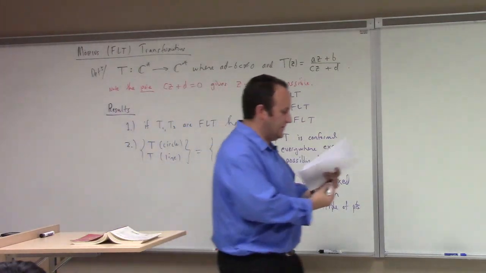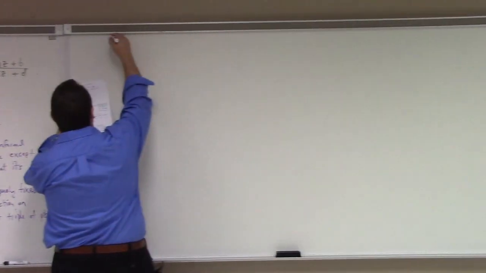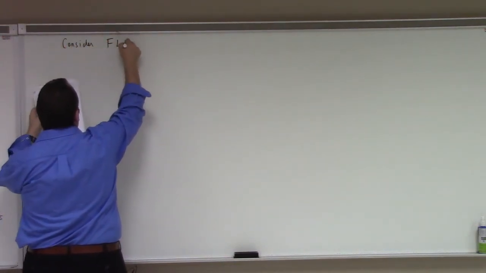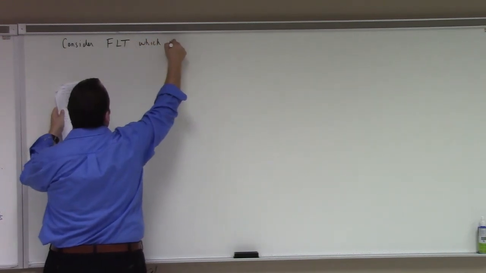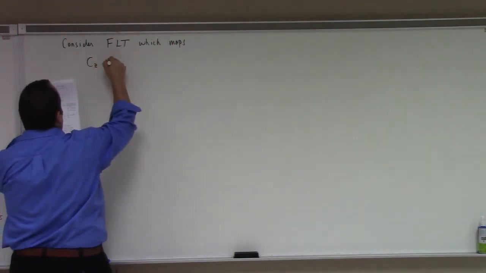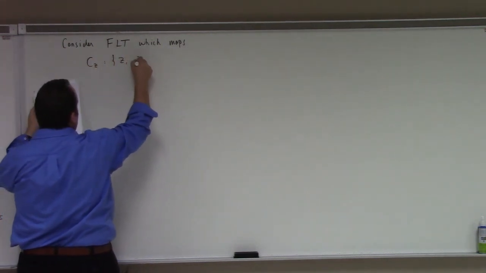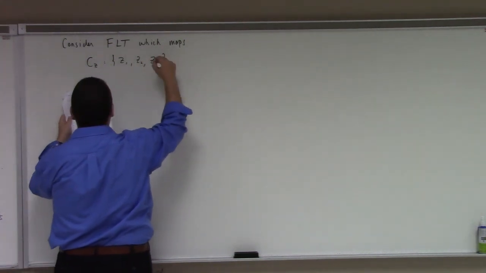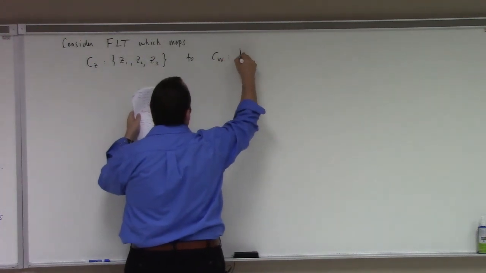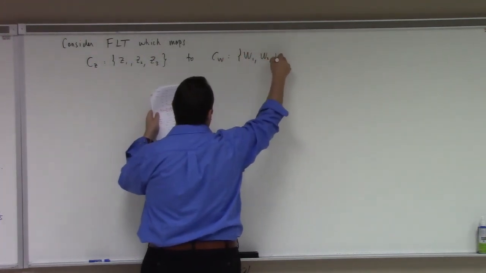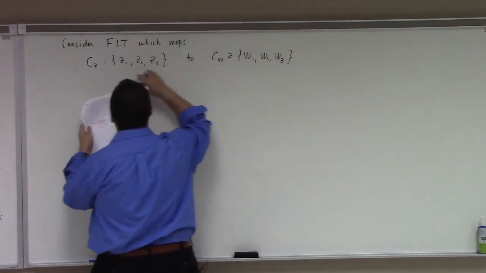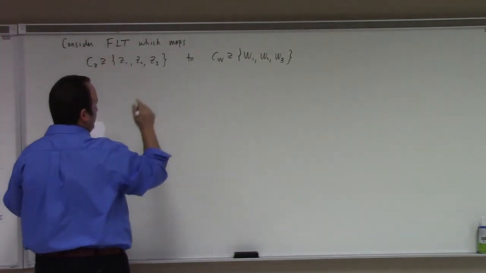So here's some notation. Let's consider an FLT which maps a circle, let's say circle Z, which could be a line, and it's got the points Z1, Z2, and Z3 on it, in that order, to the generalized circle CW, which has the points W1, W2, W3 on it. These are, of course, not the whole thing, right? So I could say CZ and CW contain this triple of points.